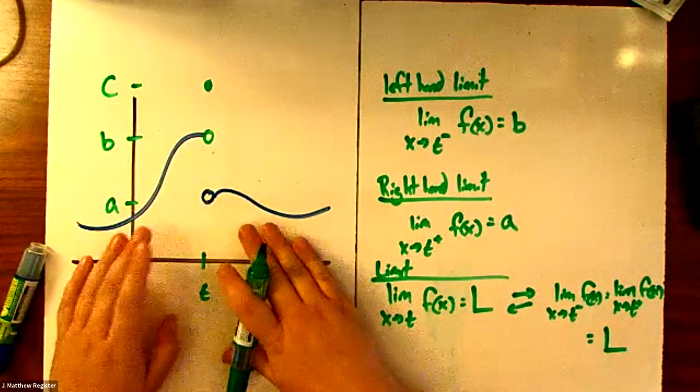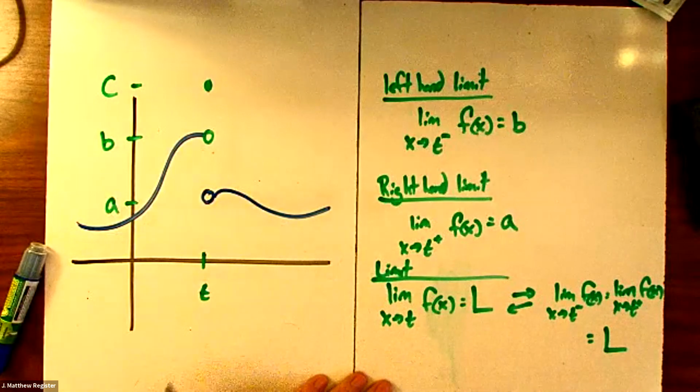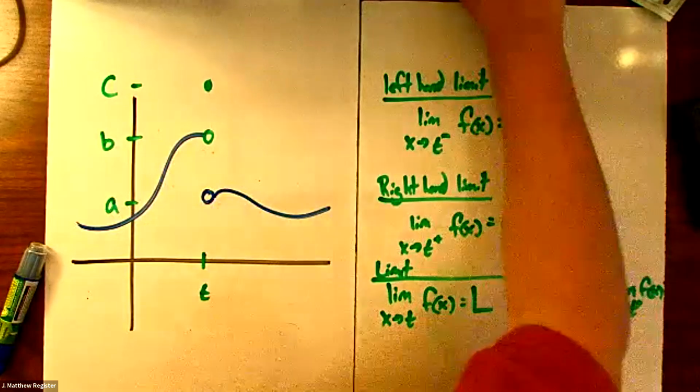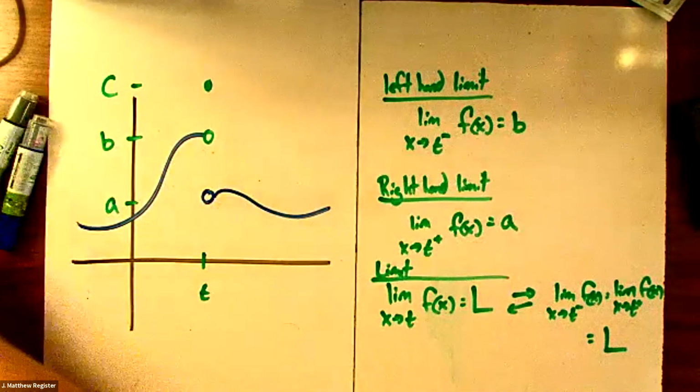For this example, there is no limit because the limit from the left does not equal the limit from the right. If the limit from the left equaled the limit from the right, then we would say that it has a limit.